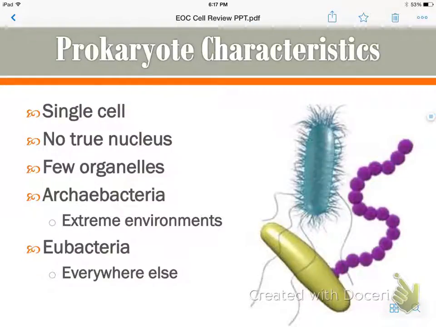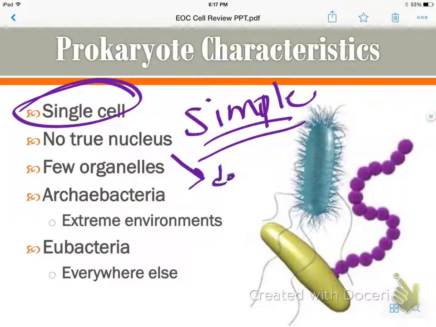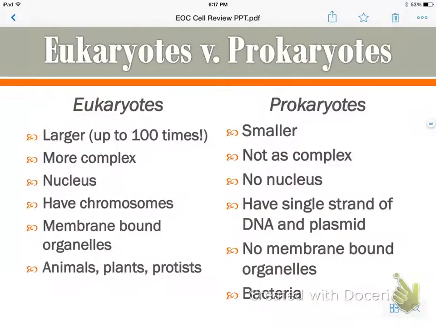So prokaryote characteristics. So we talked about 2 types of cells, prokaryotes and eukaryotes. So prokaryotes are the simple ones. They're simple, they're single-celled, they don't have a true nucleus, but they do have DNA. A lot of you forget that. You think, oh, no nucleus, no DNA. That's not true. They still have DNA. And they have very few organelles. There's 2 different types. There's archaebacteria and eubacteria.